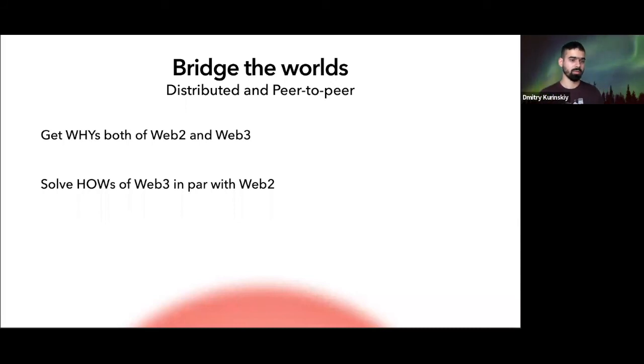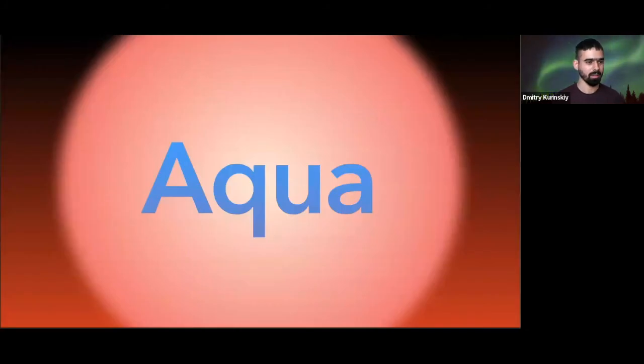And to do so, it would be nice to solve the hows of Web3 on par with Web2. The problem of building a Web2 backend, a distributed Web2 application, is very, very well thought out. So if we can leverage what we already have developed in this field, especially in theory, and solve Web3-specific problems somehow, it would be nice. And that's the approach of Aqua and Fluence.